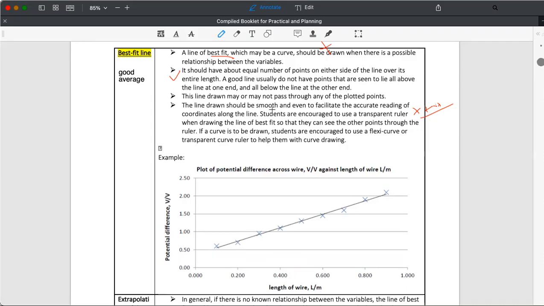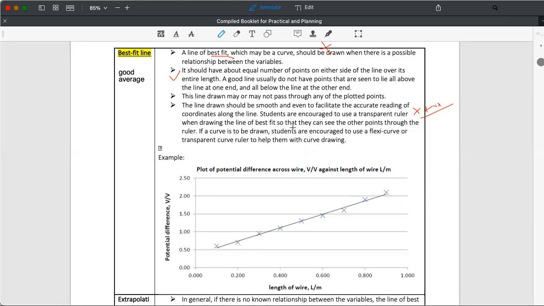The line drawn must be smooth and facilitate accurate reading of coordinates, because you will need to read the values from the graph that you draw. Students are encouraged to use a transparent ruler when drawing the line of best fit, so that they can see the other points through the ruler.